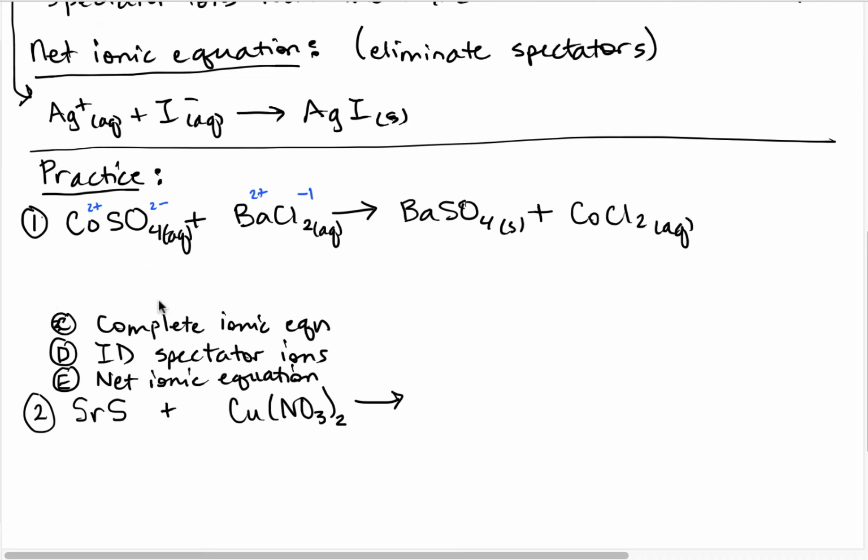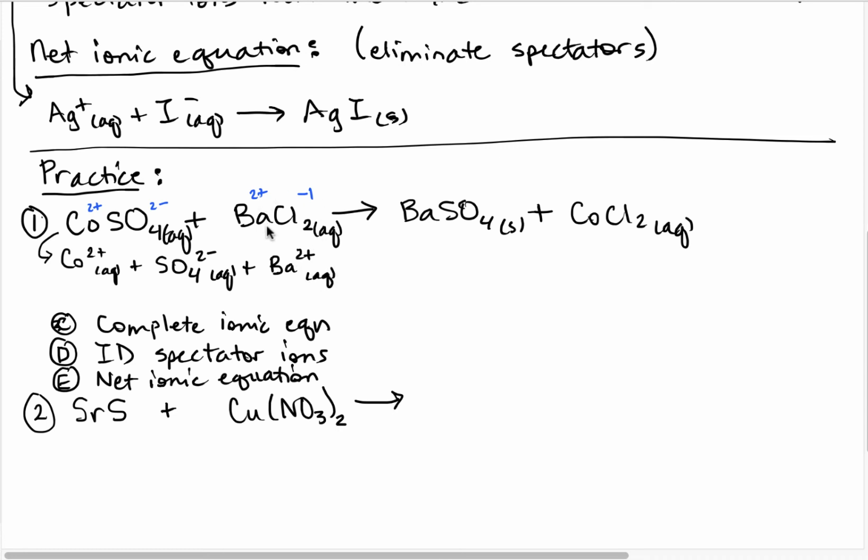So the next step is to write the complete ionic equation. Everything that is soluble should be separated into its component ions. So we have cobalt 2 plus, soluble, plus sulfate 2 minus, soluble, plus barium 2 plus, soluble.